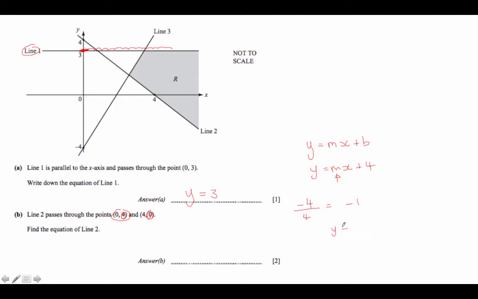So the equation would be y equals minus x plus 4. Or you could rearrange that as y plus x equals 4. Either way would be fine for 2 marks.